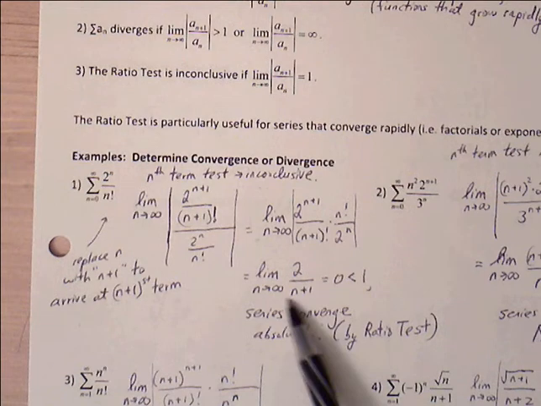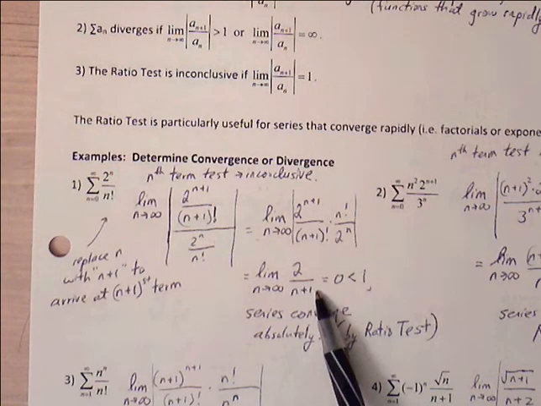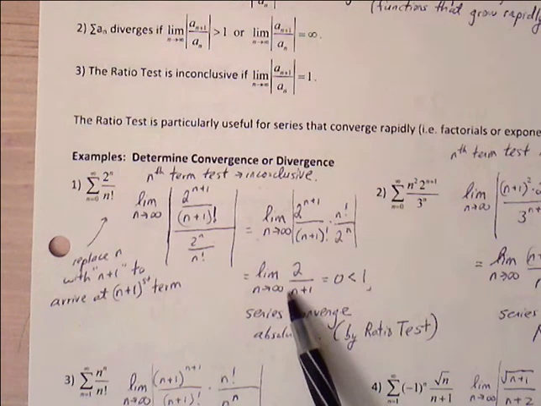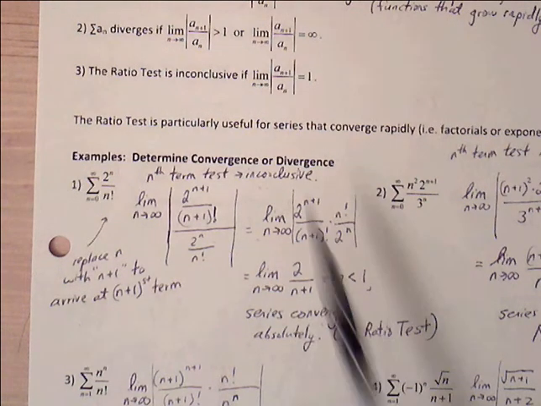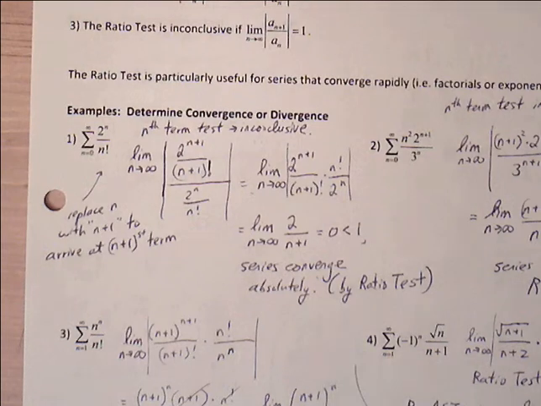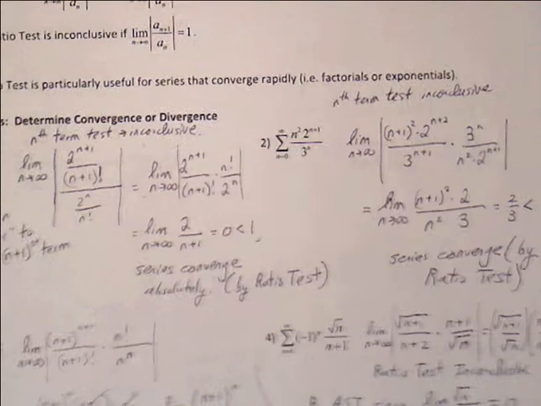Now, if we simply take the limit of our remaining quotient, 2 over n plus 1 as n approaches infinity, we know this will give us 0, and 0 is less than 1. So we know that our series will converge absolutely by the ratio test.